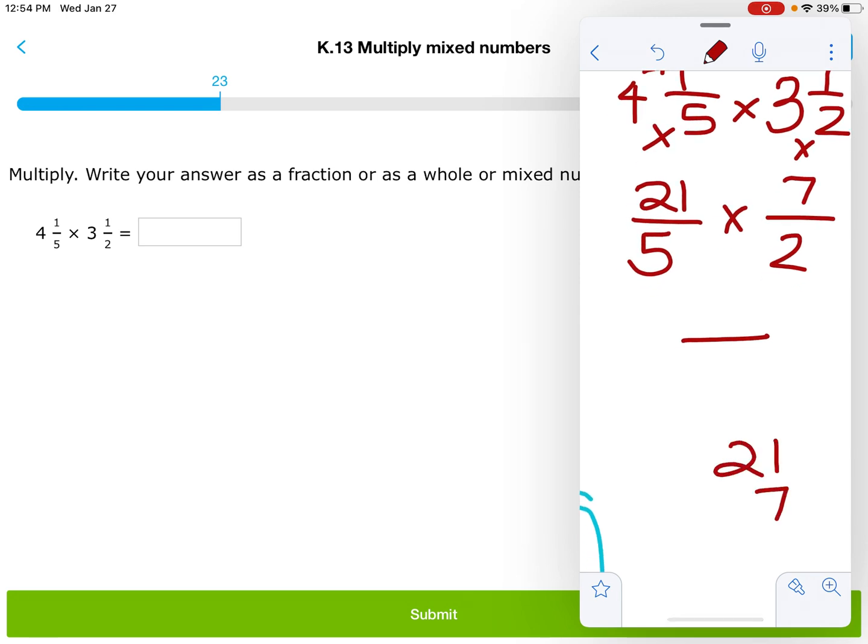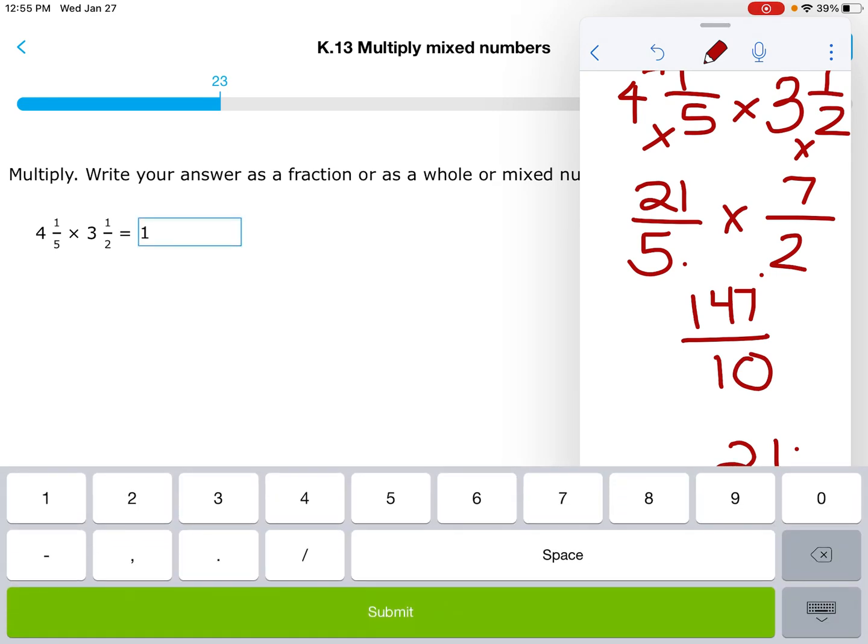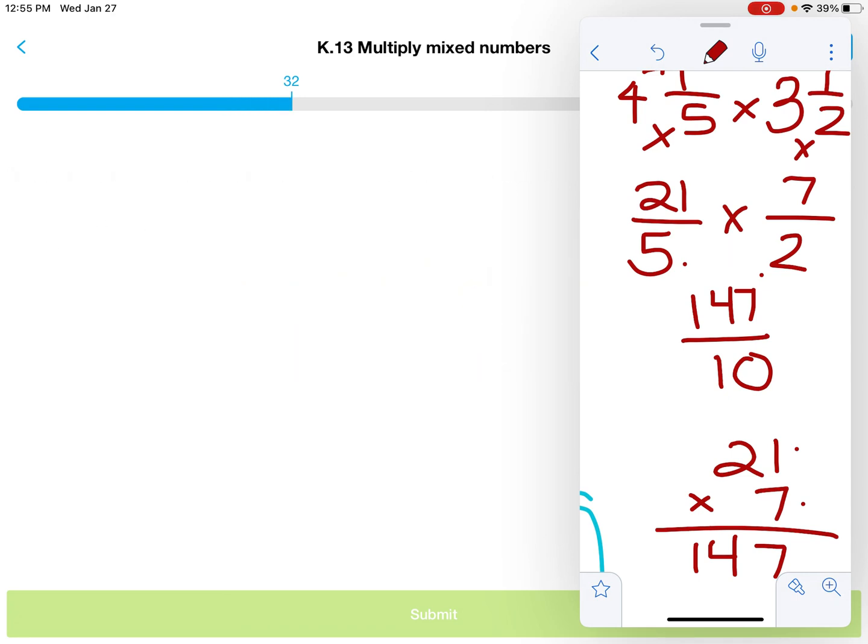Alright, so we need to take 21 times 7. I don't have that memorized off the top of my head, so let's multiply it. 7 times 1 gives us 7. 7 times 2 gives us 14, so 147. Then our denominator is 5 times 2, which gives us 10. So our answer is 147 over 10.